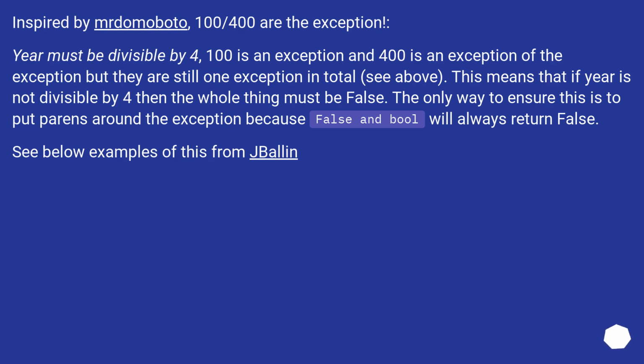Inspired by the Maboto, 100 and 400 are the exception. Year must be divisible by 4, 100 is an exception and 400 is an exception of the exception, but they are still one exception in total, see above. This means that if year is not divisible by 4, then the whole thing must be false. The only way to ensure this is to put parens around the exception, because false and bool will always return false. See below examples of this from Boolean.